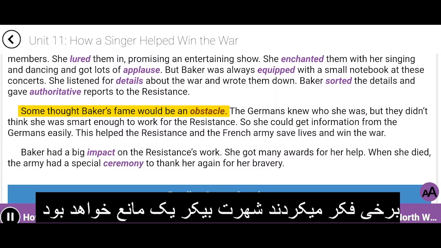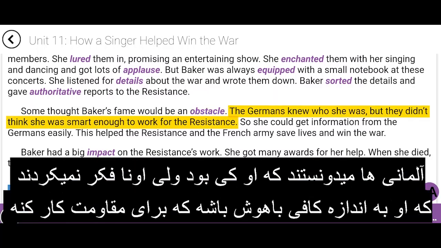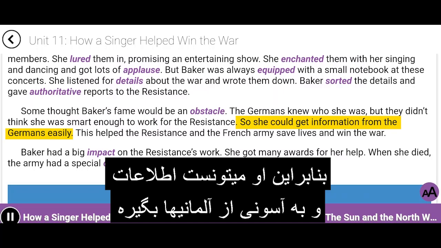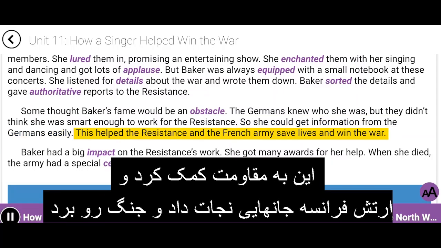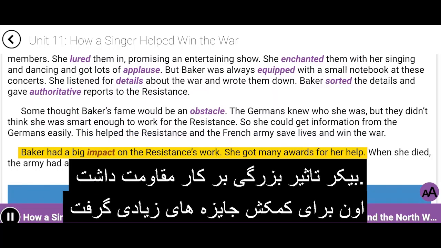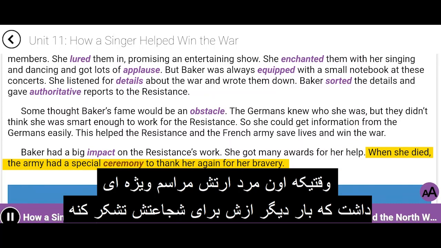Some thought Baker's fame would be an obstacle. The Germans knew who she was, but they didn't think she was smart enough to work for the resistance, so she could get information from the Germans easily. This helped the resistance and the French army save lives and win the war. Baker had a big impact on the resistance's work. She got many awards for her help. When she died, the army had a special ceremony to thank her again for her bravery.